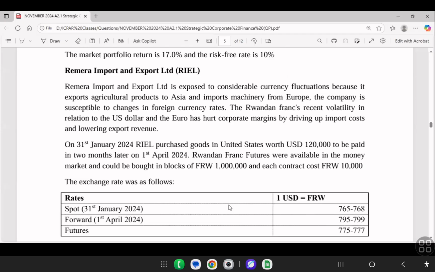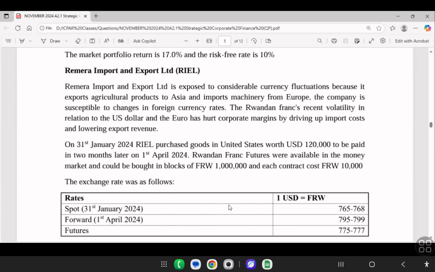Let us go to Remera Import and Export Limited, that is Riel. Remera Import and Export Limited is exposed to considerable currency fluctuation because it exports agricultural products to Asia and imports machinery from Europe. The company is susceptible to changes in foreign currency rates. The Rwandan franc's recent volatility in relation to the US dollar and the euro has hurt corporate margins by driving up import cost and lowering export revenue. On 31st January 2024, the company purchased goods in the United States worth USD 120,000 to be paid in 2 months later on 1st April 2024.